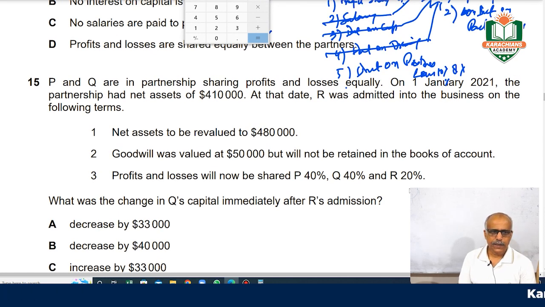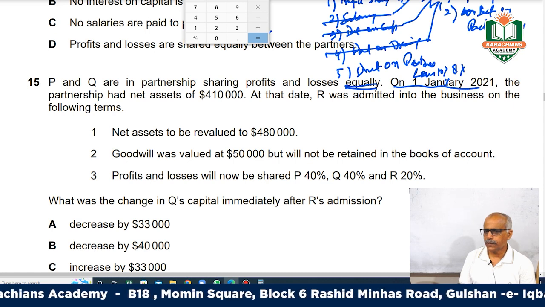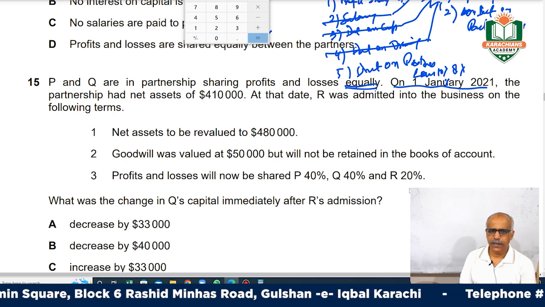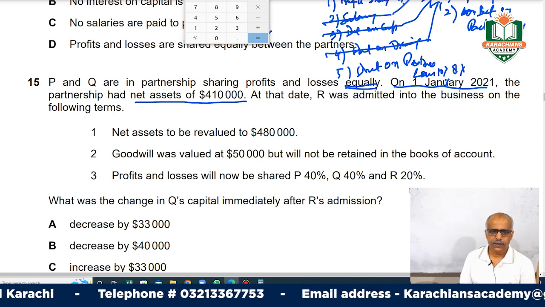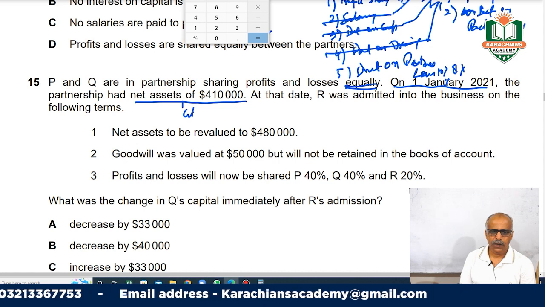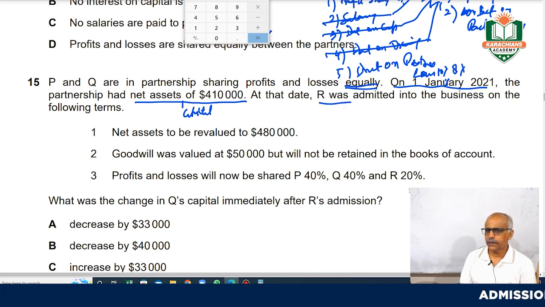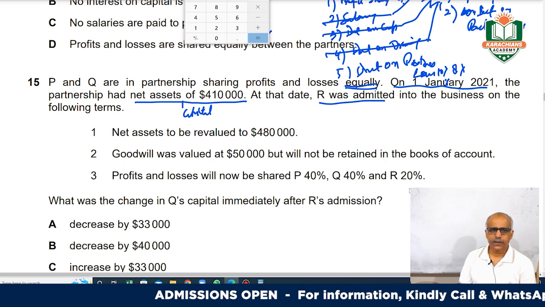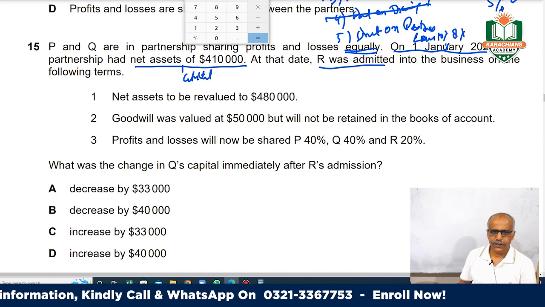Okay, P and Q are in partnership sharing profit and losses equally. Always highlight the important points. On 1st January 2021, the partnership had net assets of 410,000. Net assets means this is capital, net assets is equal to capital. At that date, R was admitted. On 1st January, they decided to admit R into the business on the following terms. This is the change of partnership, so the terms are getting changed.